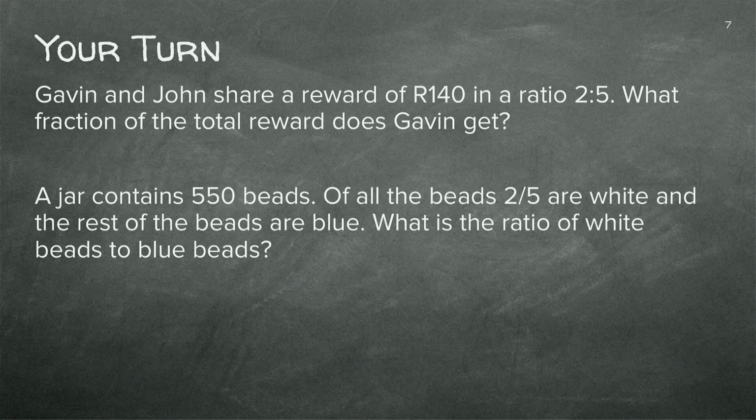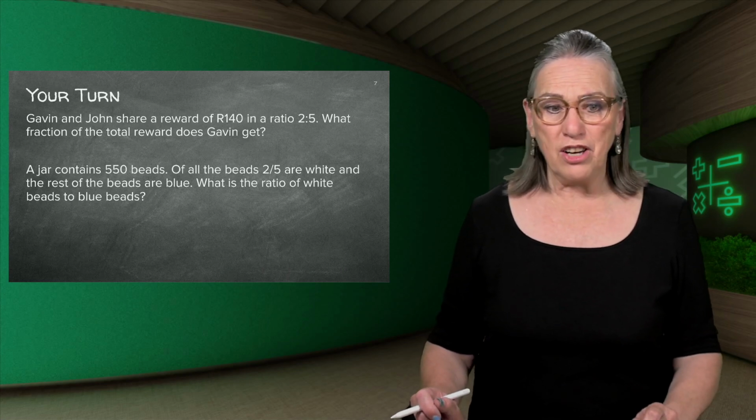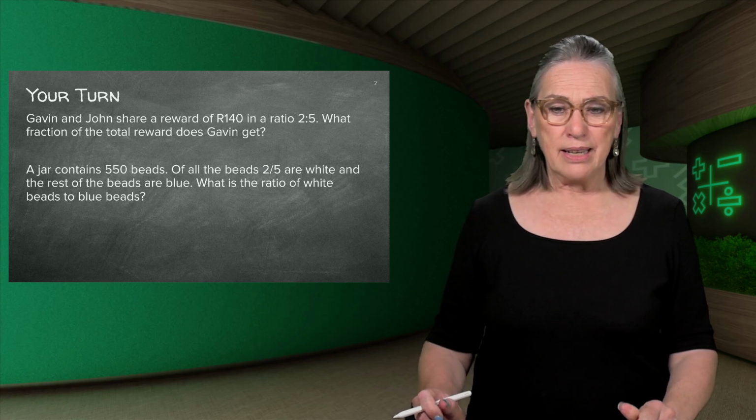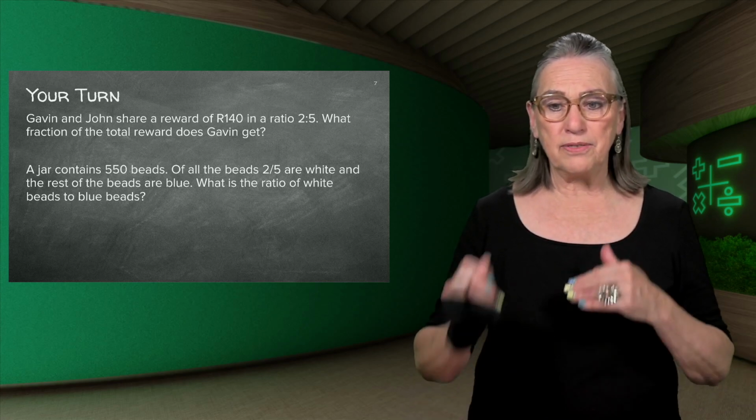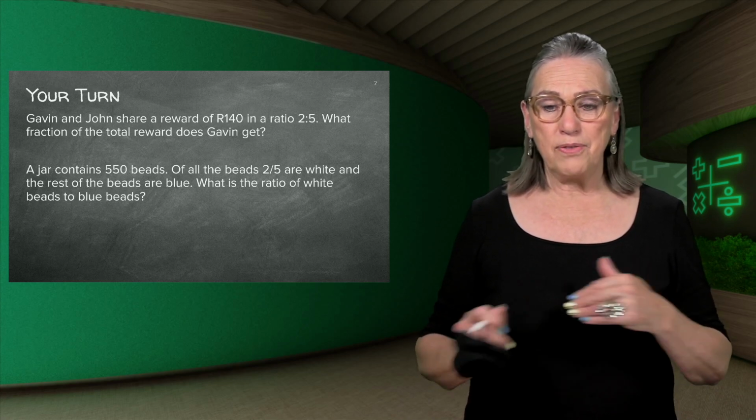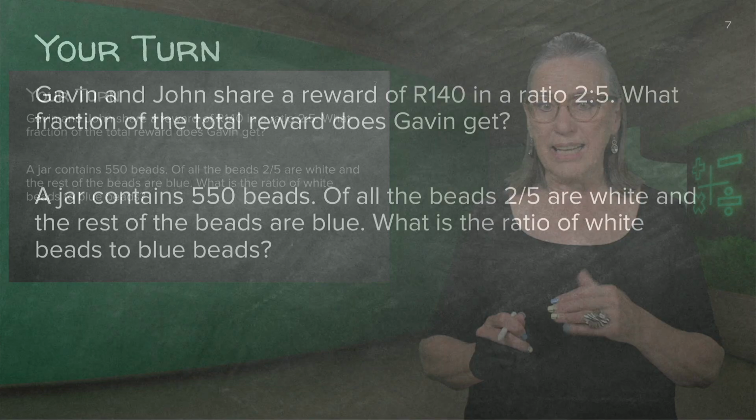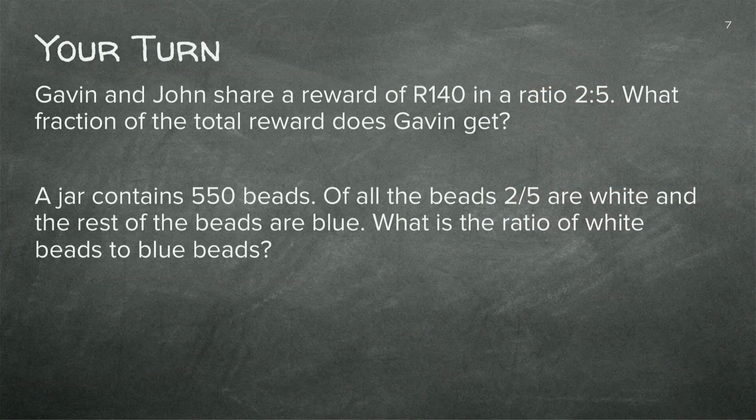And the other one: a jar contains 550 beads. Of all the beads, 2 out of 5 are white, and the rest of the beads are blue. What is the ratio of white beads to blue beads? Now think carefully. 2 out of 5 of the beads are white. So it's actually telling us that our total parts will be 5. So we've got 2 parts and we still need to work out 3. I'm just giving you a tip. Please stop and we'll see you on the other side.